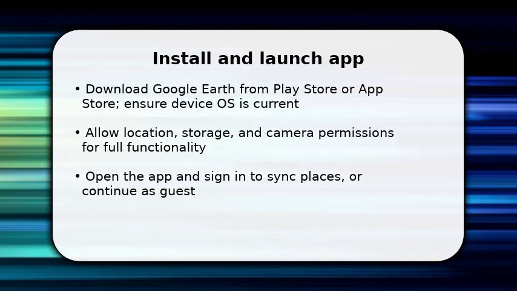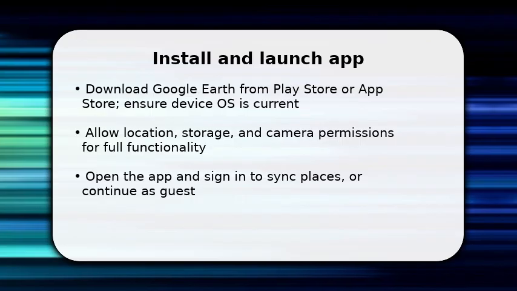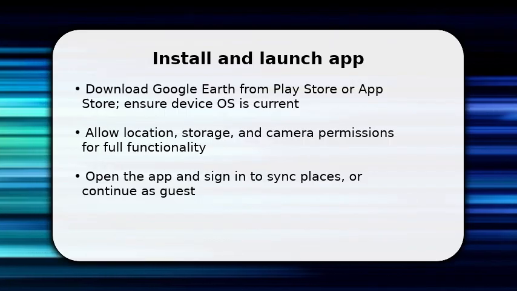You start by installing and launching Google Earth on your phone. Grant location and storage permissions so layers and imagery load properly. This matters for accuracy. Sign in to save placemarks and tours, or skip sign in to explore immediately. Once done, tap search to find an address, city, or coordinates.